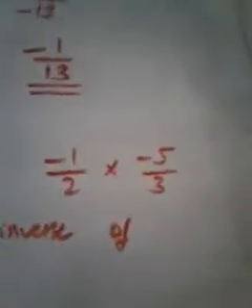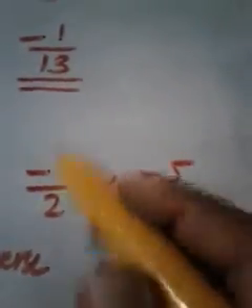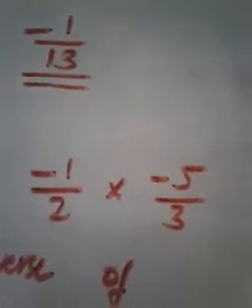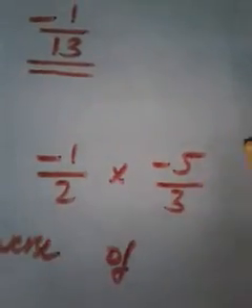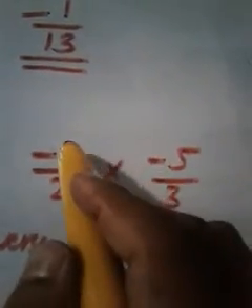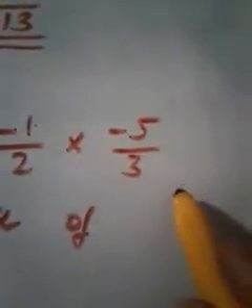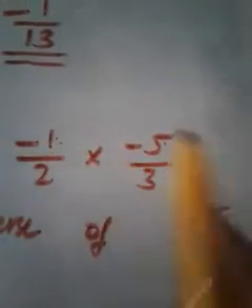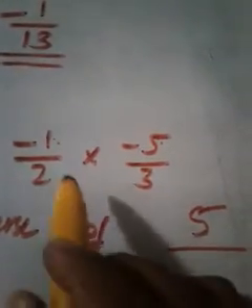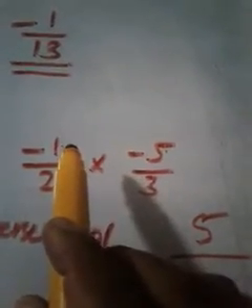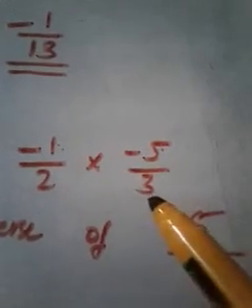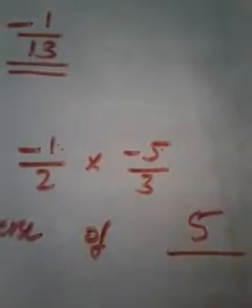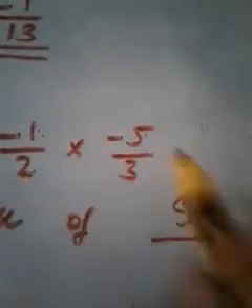How can we calculate? Since it is multiplication, is any cancellation possible? No cross cancellation is possible, because there is no common factor. So just multiply the numerators and multiply the denominators. What is minus 1 into minus 5? 1 into 5 is 5, then minus times minus will be plus. So the answer will be plus 5. You know how to multiply two negative numbers. When you multiply two negative numbers, the answer will be positive. Just multiply the numbers, that much only. And 2 into 3 is 6.